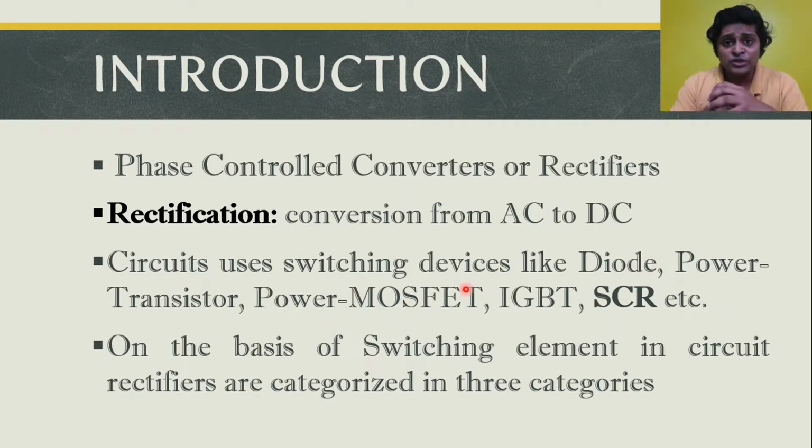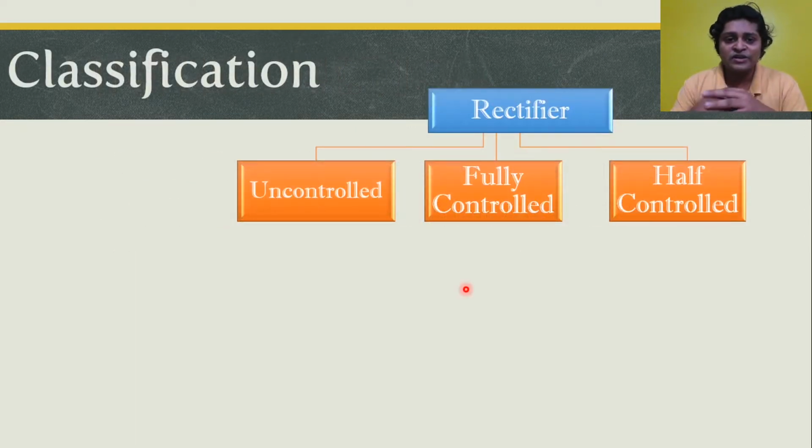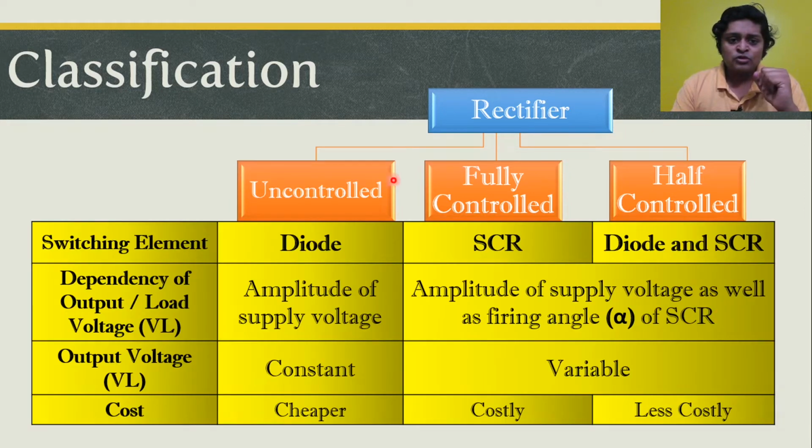Now on the basis of switching elements, these rectifiers or converters are classified into three broad categories: uncontrolled converters, fully controlled converters and half controlled converters. Now why they are named like this, let's compare them. Uncontrolled converters basically use semiconductor diodes as their switching element, whereas fully controlled converters use SCR as their switching element, whereas half controlled converters use a combination of diode and SCR as their switching element.